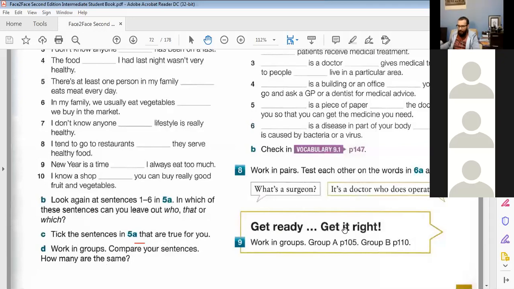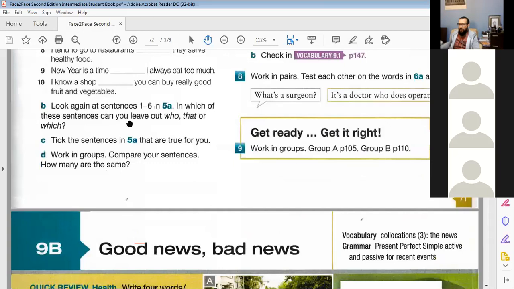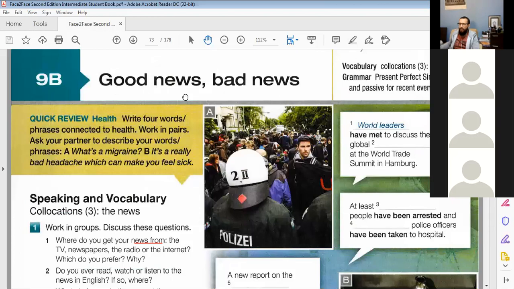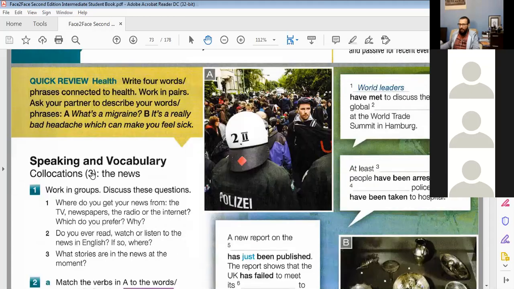Okay, so this was the last exercise. Skip. Okay, so now let's talk a little bit about the news in this lesson. So it says here, good news, bad news. In this lesson, we're going to talk, first of all, about some collocations which are related to the news, some words we can use to talk about the news. So this is the first exercise. And after that, present perfect simple. So we're going to talk about two ways of using the present perfect, how to use it for active sentences and how to use it for passive sentences.